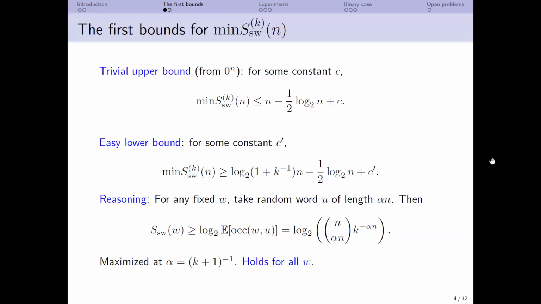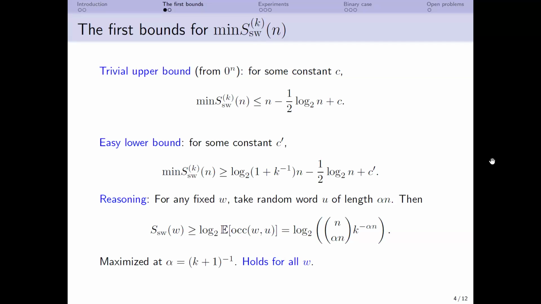We do a Stirling approximation, and then we try to maximize this function with respect to alpha, and it's maximized at alpha equals 1 over k plus 1. And the value it gives is simply this on the right-hand side here. Because this bound works for all the words W, of course it works for the word that gets the minimal subword entropy, so it's a lower bound. So these are the upper and lower bounds.